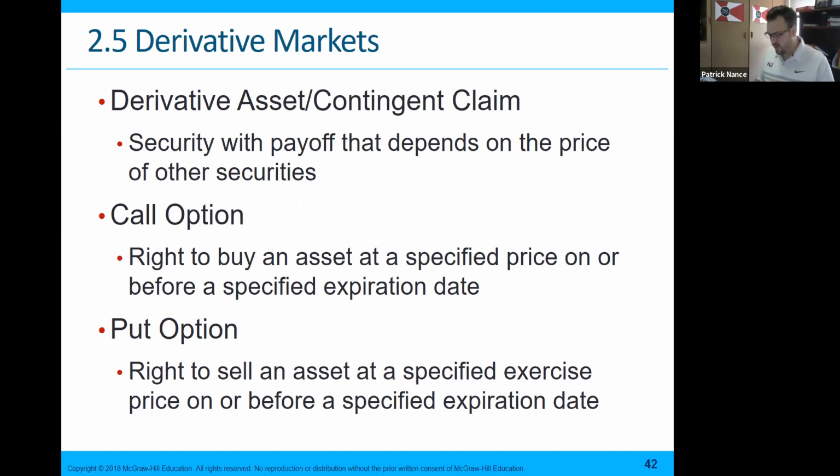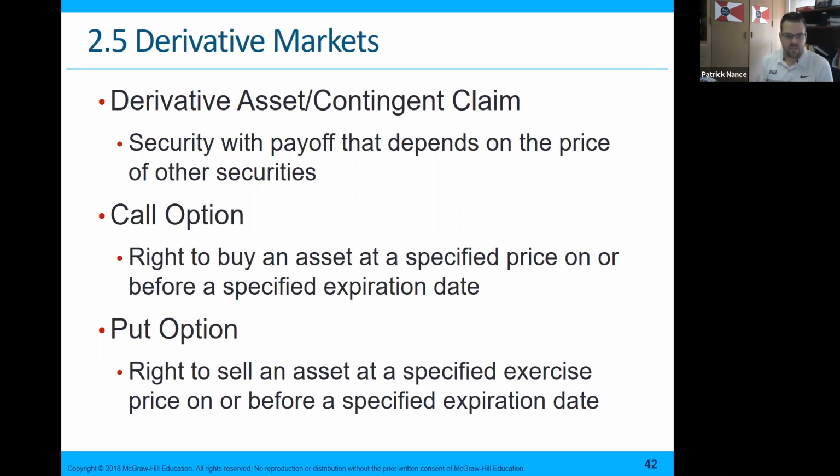Derivative markets, exactly like they sound. Their value is derived from somewhere else. A derivative asset or contingent claim is a security with a payoff that depends on the price of other securities. So it's not dependent on the price of what you're purchasing itself, but upon other securities. Again, it derives its value from elsewhere.